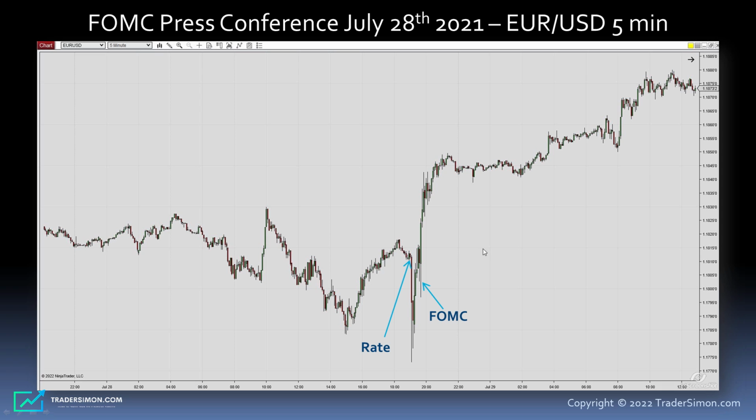Okay, here's a July FOMC, and very sharp spike here on the rate statement, and then the FOMC announcement itself made a spike, and on a lower time frame you would have seen a V shape there. So once you've seen that, they've taken out all the stop losses already on the rate statement. The FOMC couldn't get any lower than that, and that really is a bullish sign that it's going to go up.